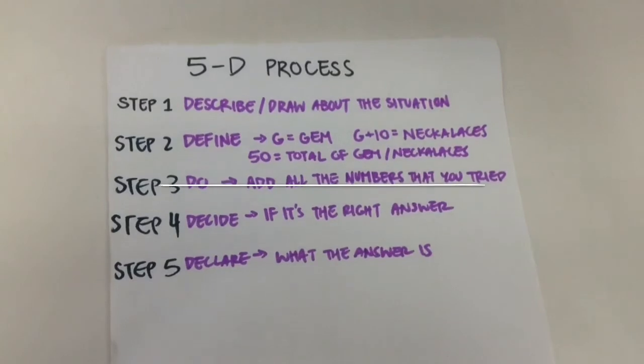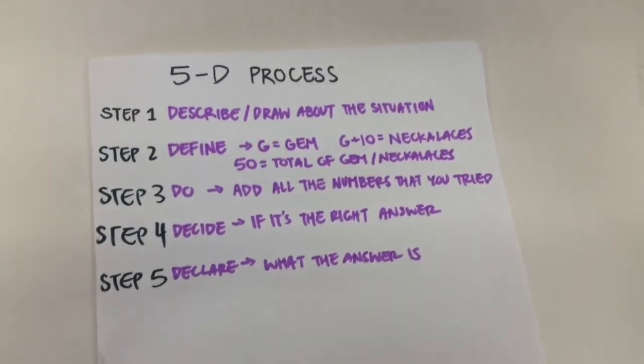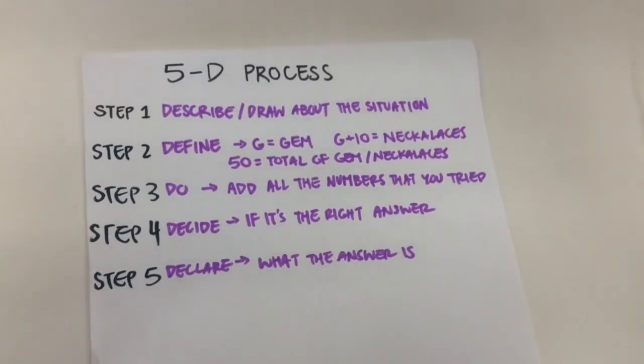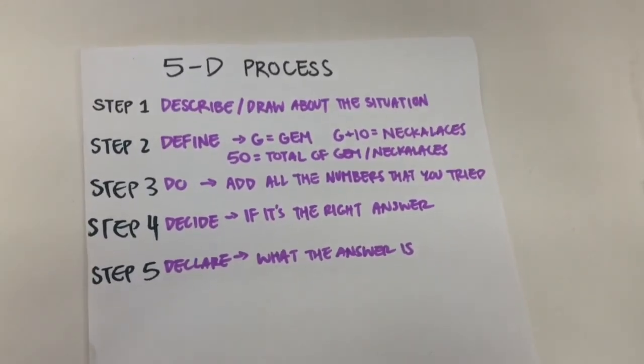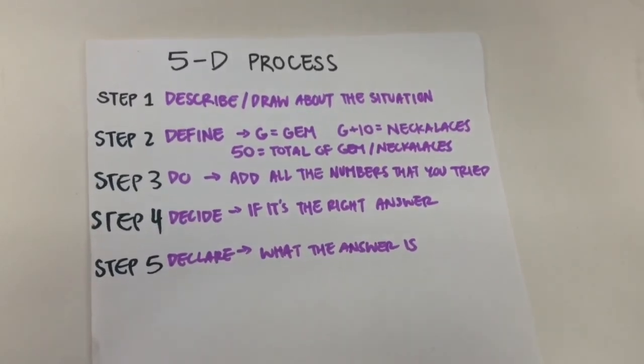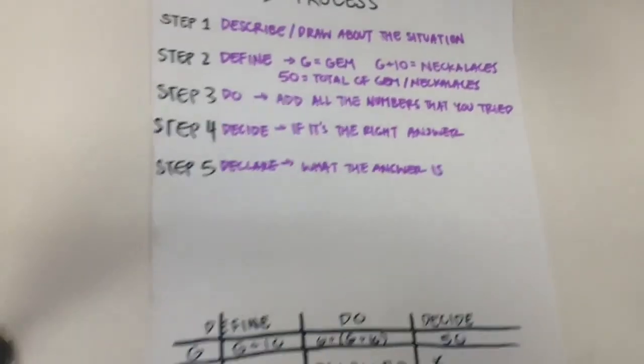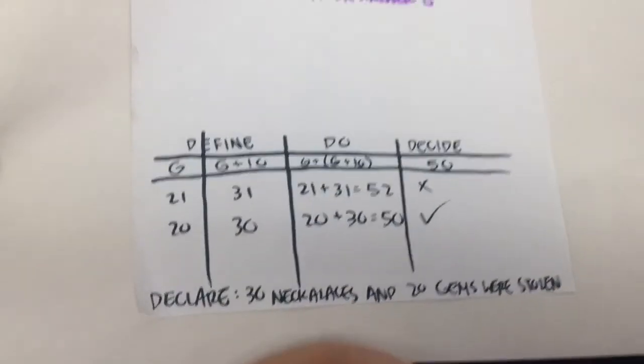We have the process. Step 1, describe and draw about the situation. Step 2, define the variable, which is G equals gem and G plus 10 equals necklaces. Step 3, do. Add all the numbers that you tried. Step 4, decide if it's the right answer. Step 5, declare what the answer is, which is 50.